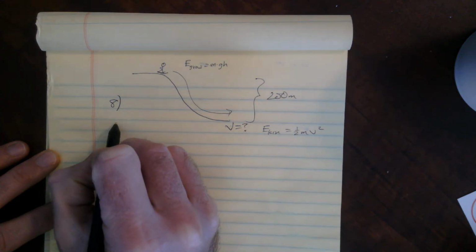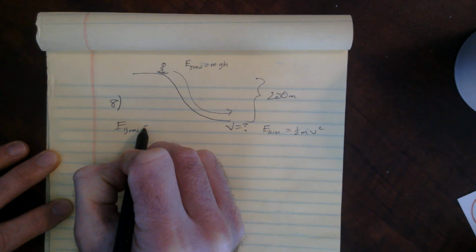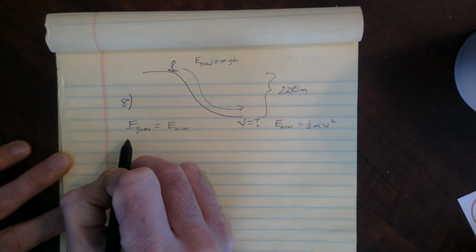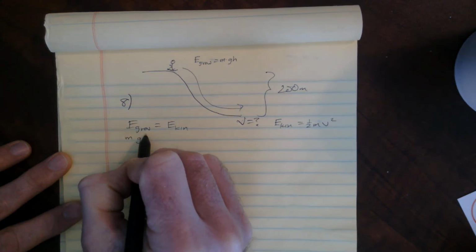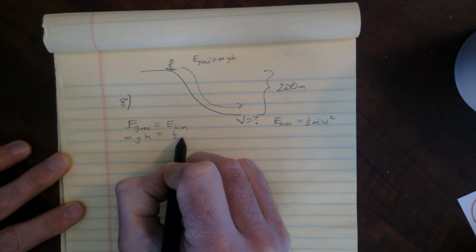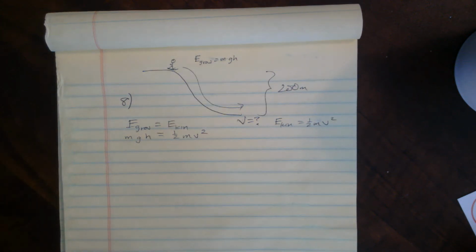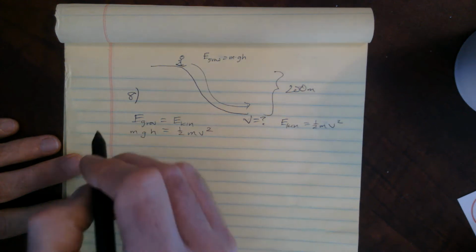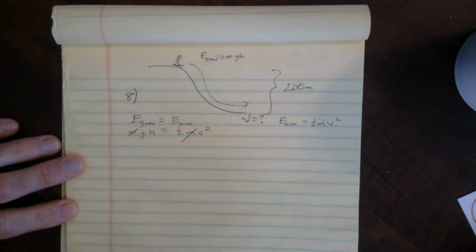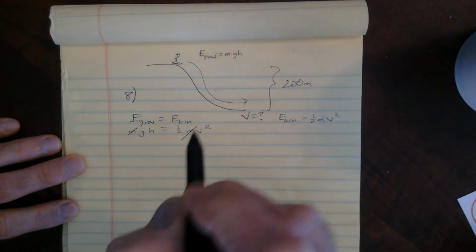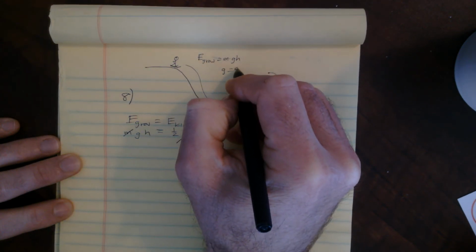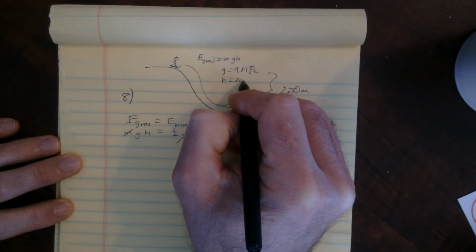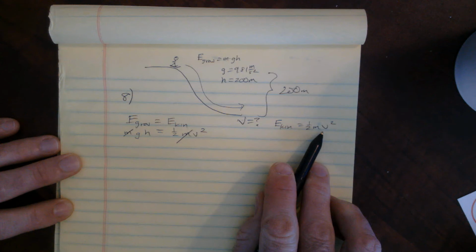And so therefore, if E grav at the top equals E kinetic at the bottom, then the mass times the gravity times the height should equal 1/2 times mass times velocity squared. Since it's the same man, the mass is the same, therefore these masses cancel. And I know gravity, because that is consistent. I know the height. What I don't know is the velocity.